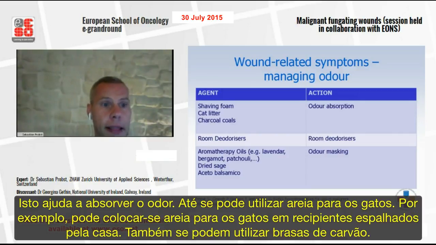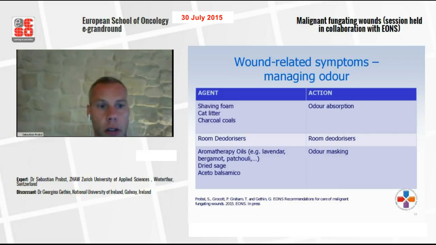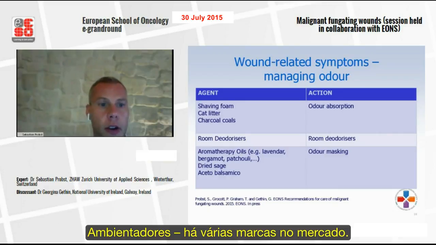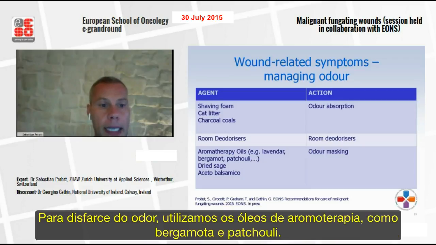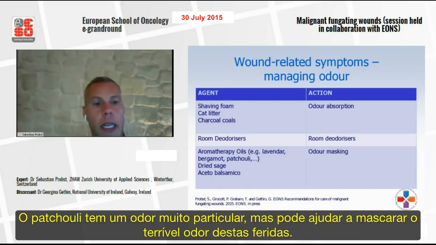You can even use cat litter. For example, you can put cat litter at home in pots. You can also use charcoal. Room deodorizers, there you have different brands available on the market. For odor masking, we have aromatherapy oils like bergamot, patchouli. I know patchouli has a very particular odor, but with the odor of these wounds, it can help to mask this dreadful odor.